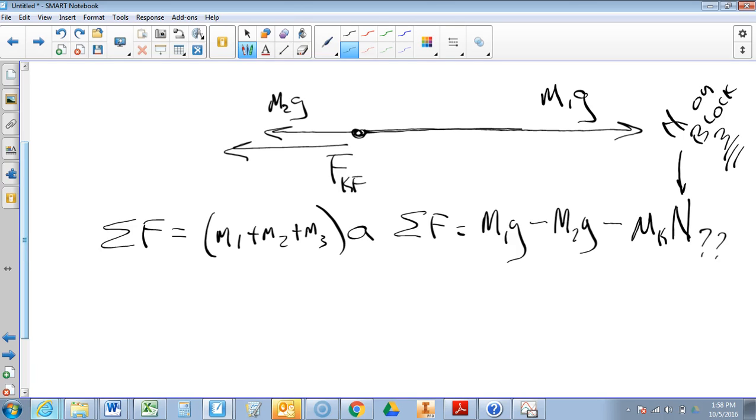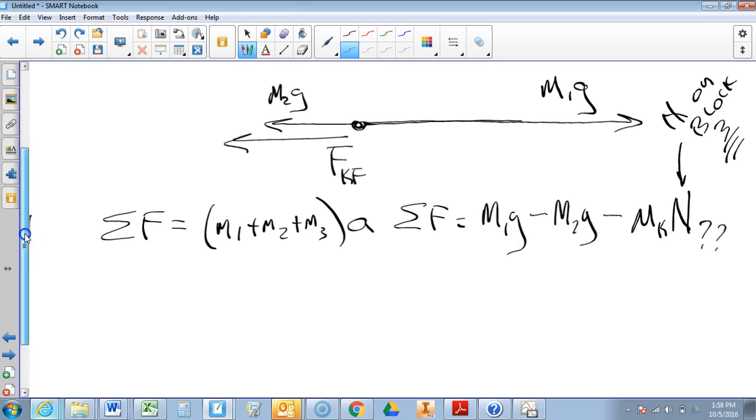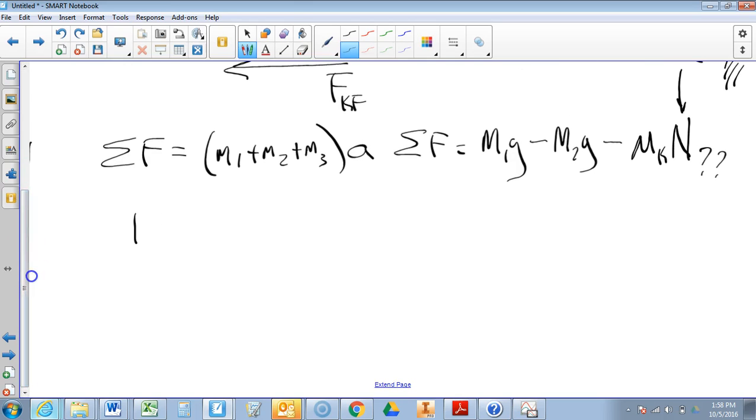Let's pause for a second then. What do we know about the normal force? So now we're just going to pause and look at block 3. In fact, here I will use modern technology. We'll go to a different color. We're just going to look at block 3 for a second. What would a free body diagram on block 3 look like?